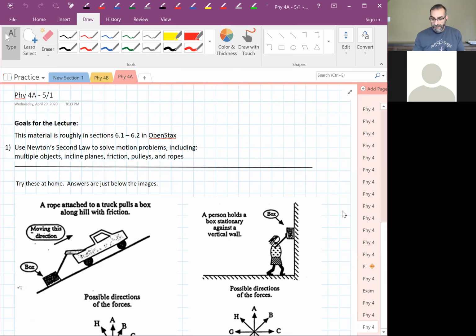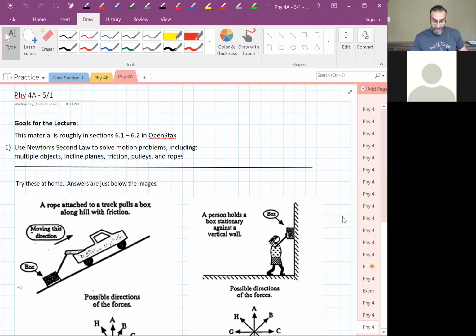Okay, good morning. So we're continuing with Newton's laws. We'll do some problems with the inclined planes and pulleys, and maybe we'll even touch on some circular motion so you can get a jump on that this weekend, and we'll do more next week with circular motion.